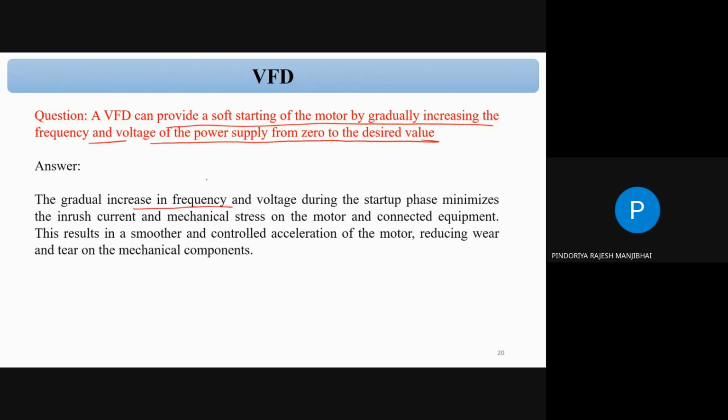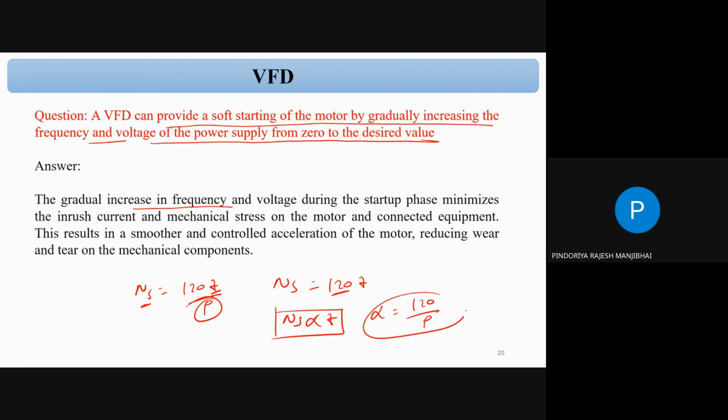We can increase the frequency by the power electronics converter, correct? That is the main role of the VFD. Because speed depends on the frequency, since Ns equals 120 f by p. So we can say Ns is directly proportional to frequency. The number of poles is a constant, and 120 is also constant, so Ns is directly proportional to f. The proportionality constant is nothing but 120 by p, correct?